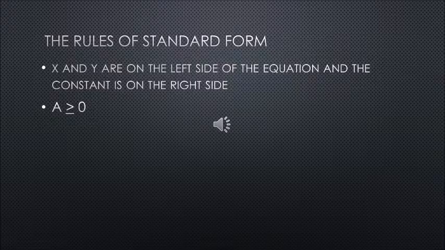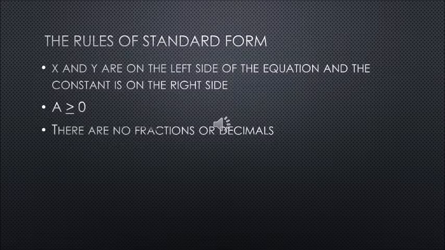Then we need to check to see if there are fractions or decimals. We do not want fractions or decimals when our equation is written in standard form. Remember, an equation is like a scale balance. So if we can multiply both sides of the equation to get rid of the fractions or decimals, we're not changing any values.